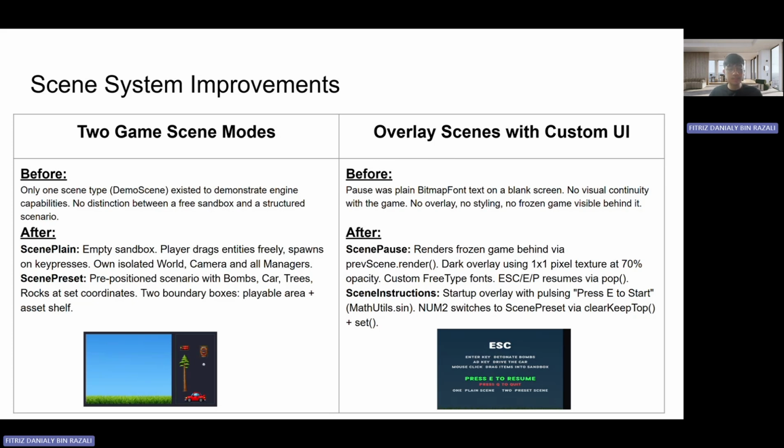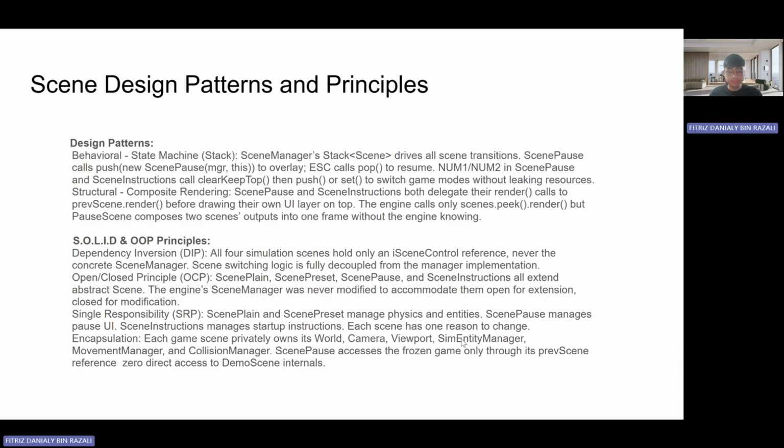Then we have our overlay scenes, scene pause and scene instructions. Both of them hold a reference to the previous scene and call its render method first before drawing anything, which is why you can see the frozen game behind the UI at the bottom right when you pause the game. The dark theme is actually a 1x1 white pixel texture stretched to full screen at, I believe, around 70% opacity. So simple trick, but it looks quite clean. So then next slide.